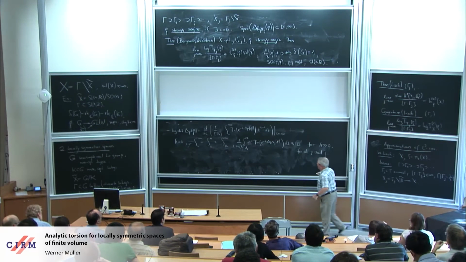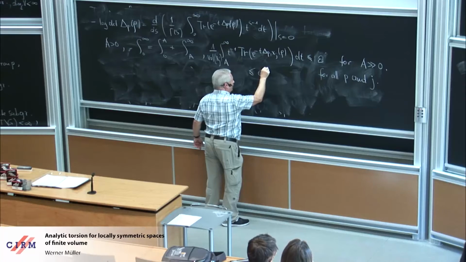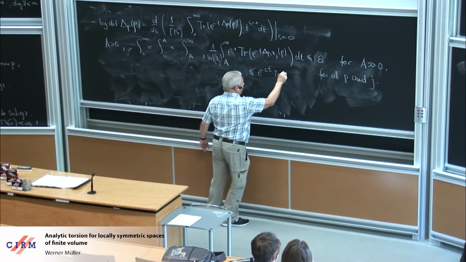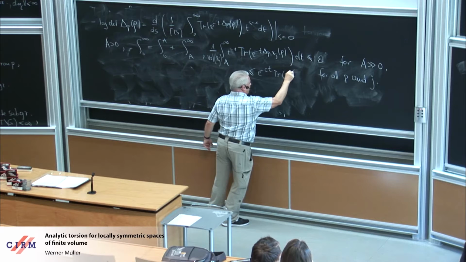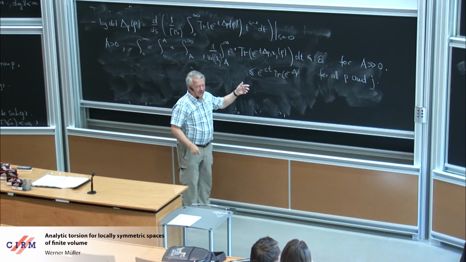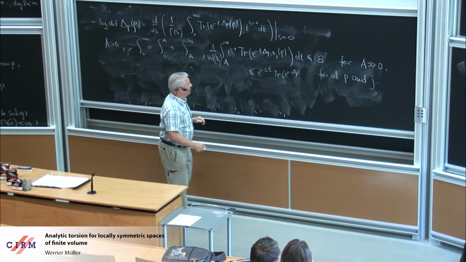It just comes from, well, you have this estimation, so it's less than, so C is the unit. Yes, and then, of course, you have the trace at t equals 1. And you still need to estimate this, so it involves, of course, the volume. But this is how you prove this.